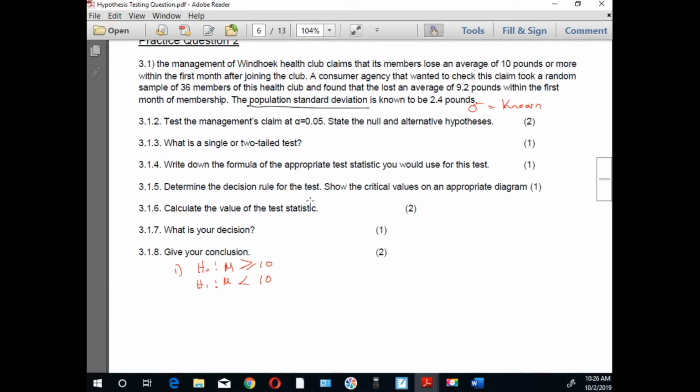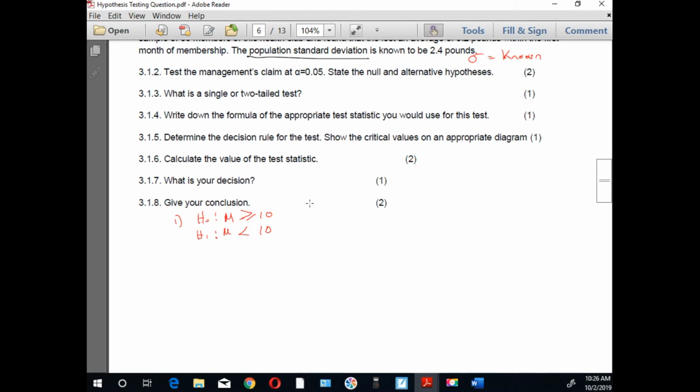From there, what is a single or two-sided test? A single-sided test is one that is only looking at one side of your claim. Two-sided is the one that is equal or not equal. Number 2, we state the rejection rule or the decision rule.